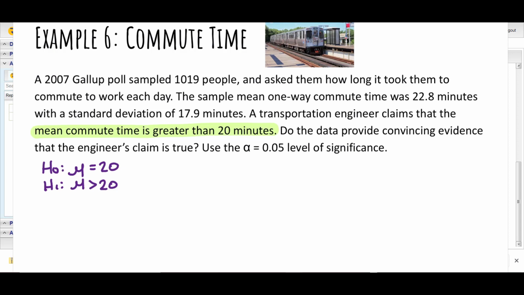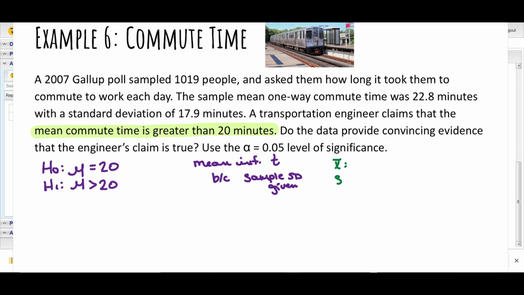And then we're doing a mean inference again, and checking out the standard deviation. The sample mean is 22.8 minutes with a standard deviation of 17.9. So this is definitely a sample standard deviation. So we're doing a T again because the sample standard deviation was given.